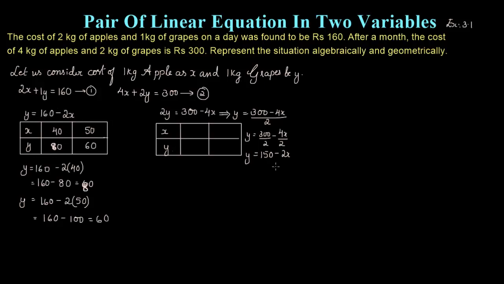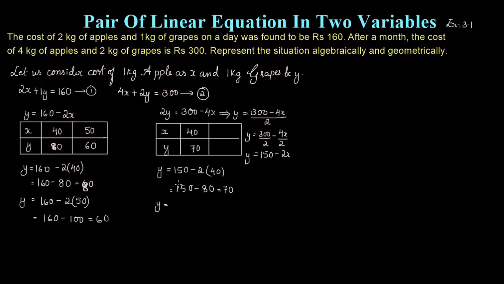Now in the same way we need to get the points for this equation as well. So let me put 40 here also and check how much I get. y is equal to 150 minus 2 into 40. In the place of x you are going to put 40. So 150 minus 80, right? How much are you going to get? 150 minus 80 is nothing but 70, right? Let me write here 70.